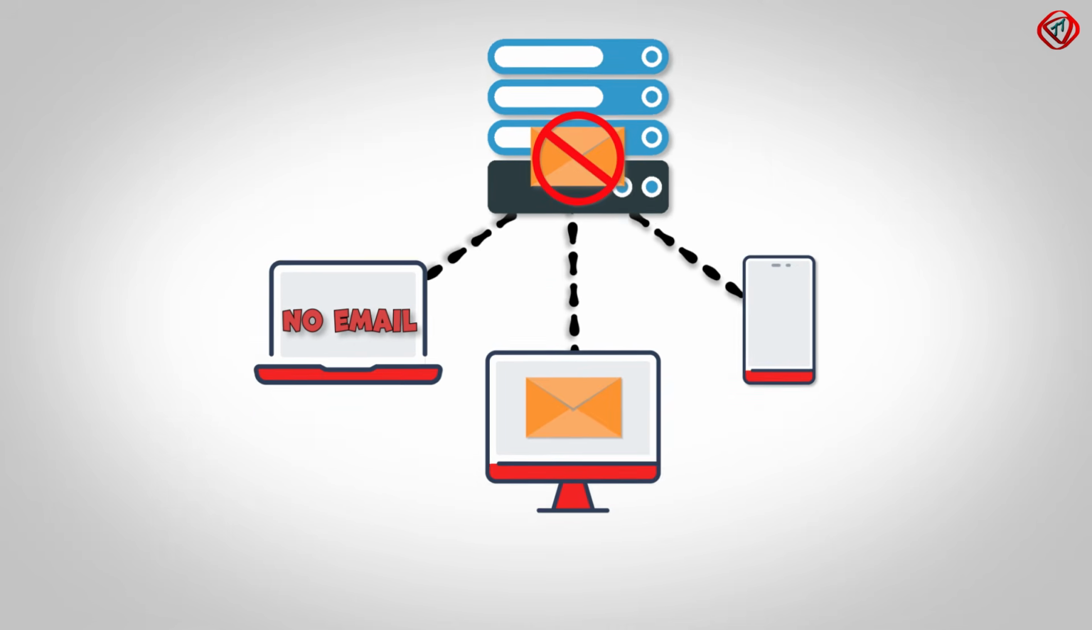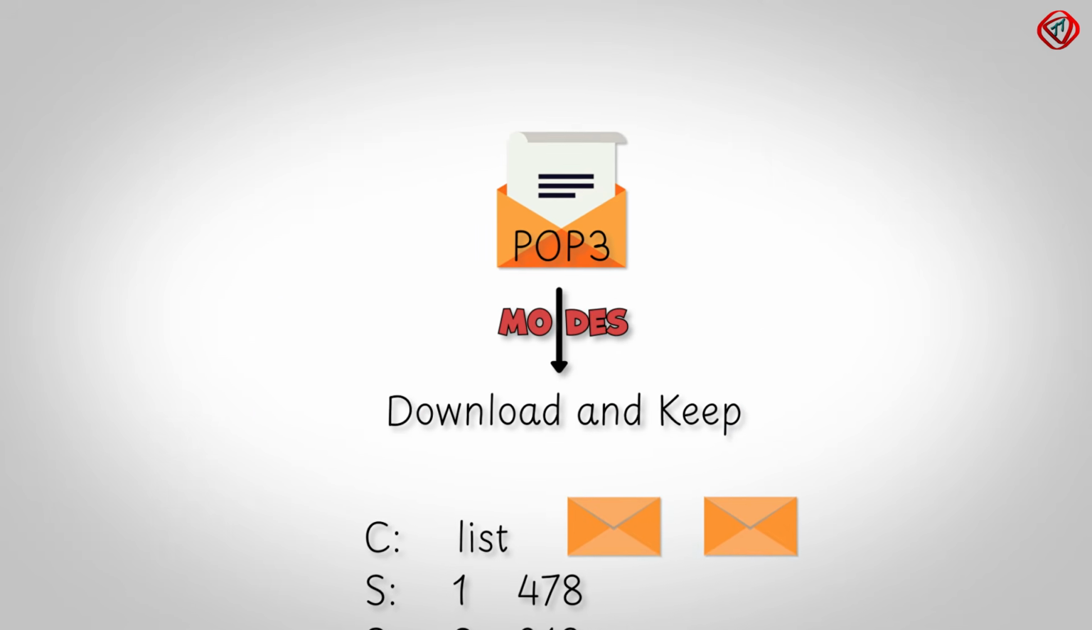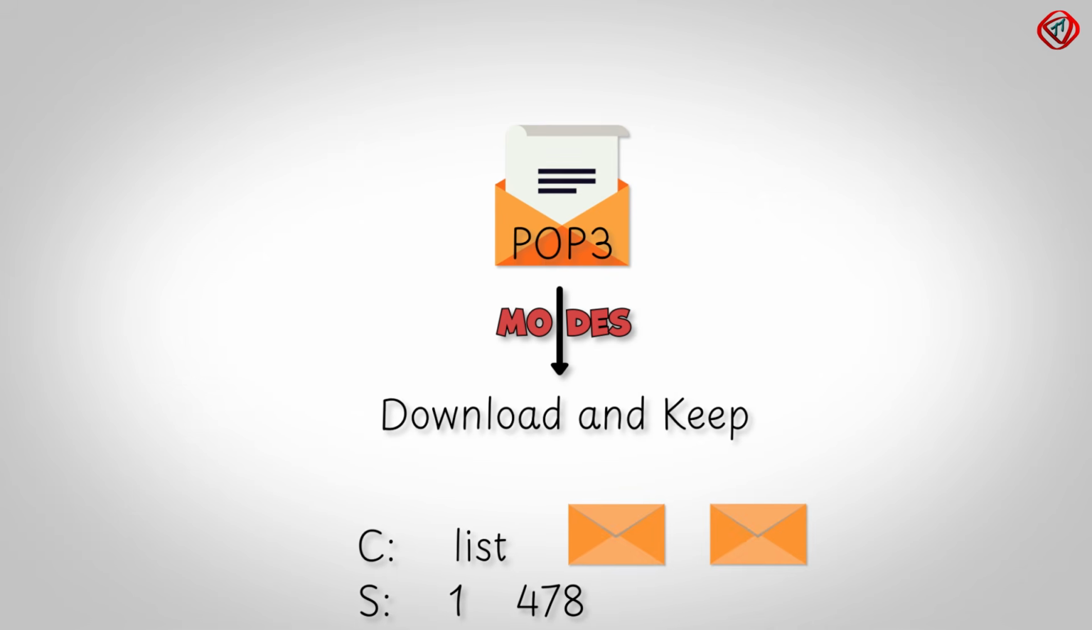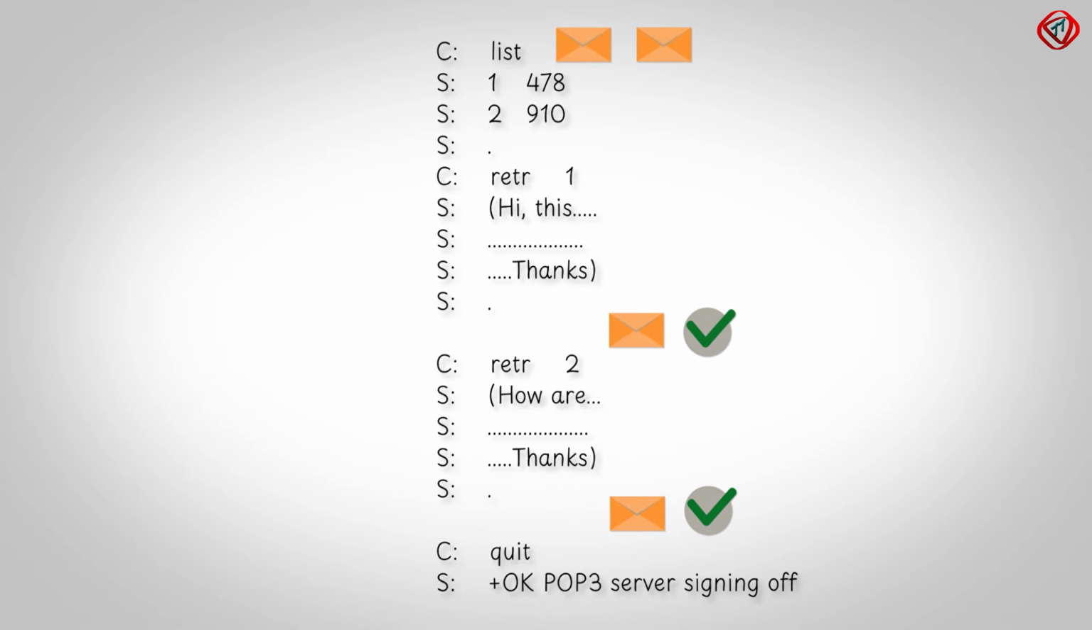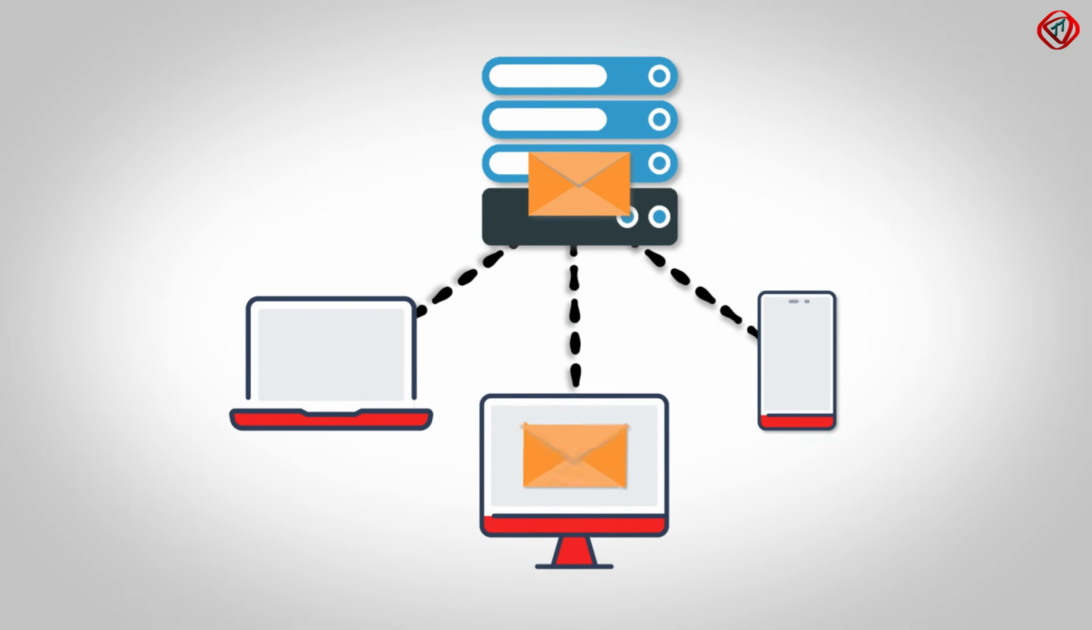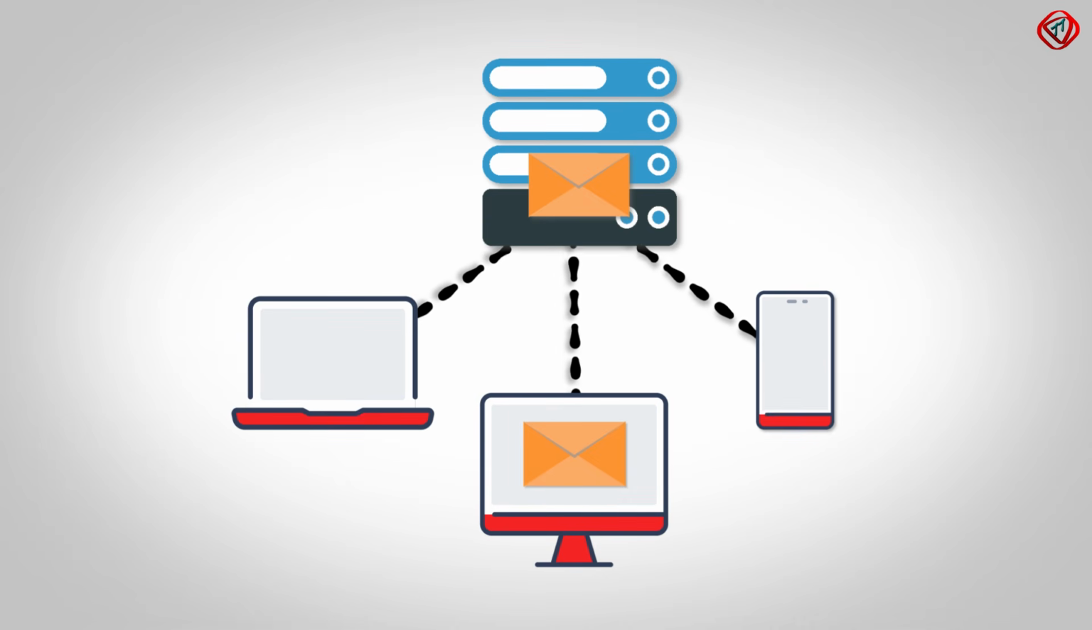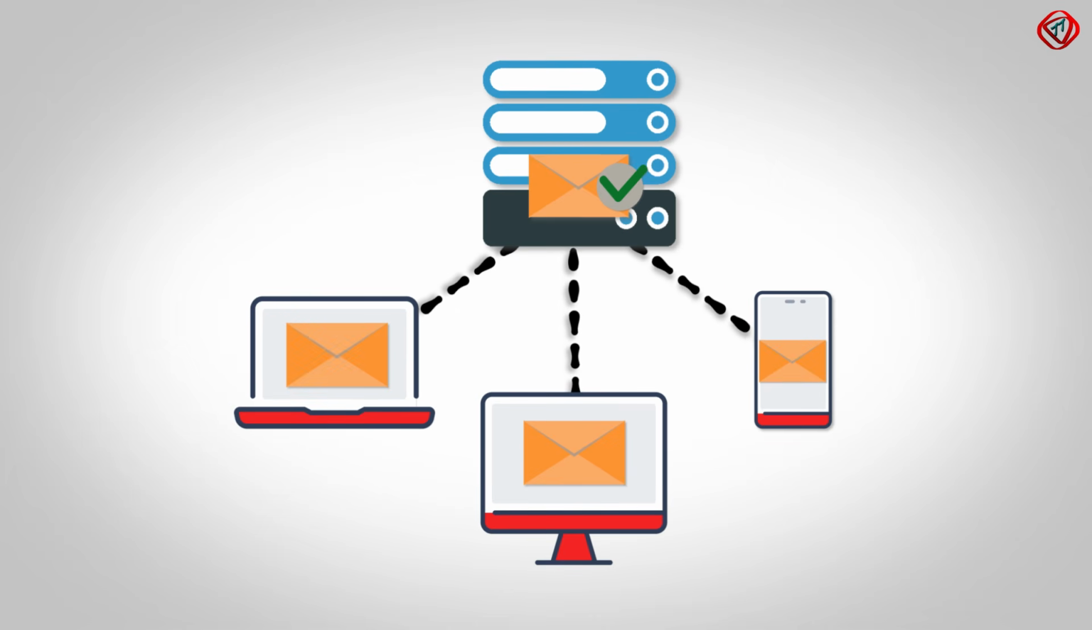In the second mode, which is called download and keep, the email messages stored on the mail server are not deleted after retrieval. This means that even after Uday downloads the email using one computer, the message still remains on the mail server. As a result, Uday can access the same email from other devices as well.